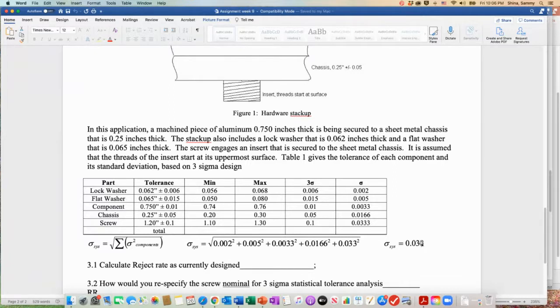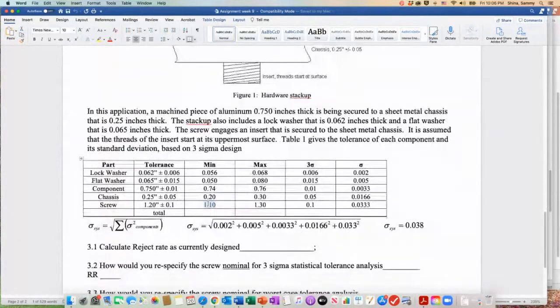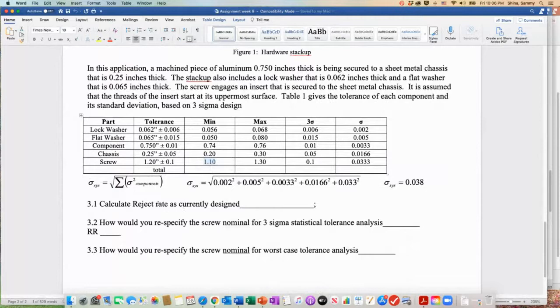Okay, so where's the gap? The gap is between the screw, which is 110, and all the components that you're working with, the chassis, the component, the flat washer, and the lock washer. So 110 minus those, that would be the nominal, or x bar minus mu, and then divided by sigma, and that will give you the z, and the z gives you the function of z, which is the reject rate. So this is as designed. As the numbers came in, this is what the reject rate is going to be.